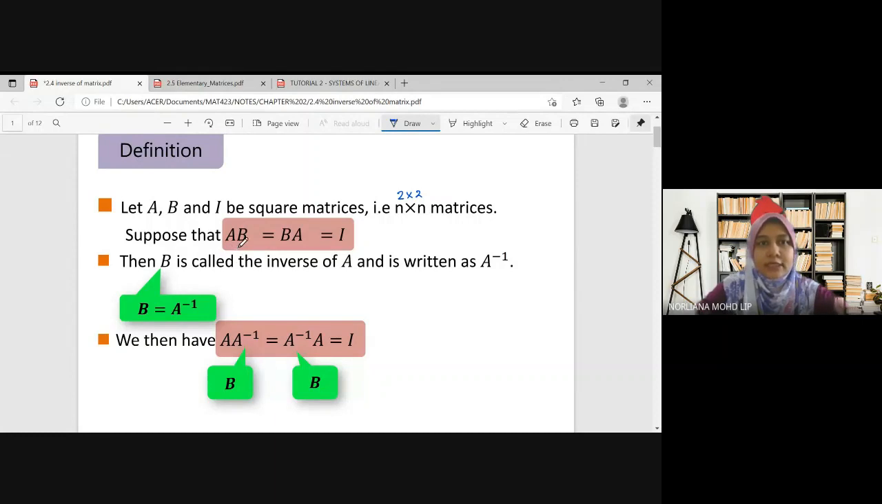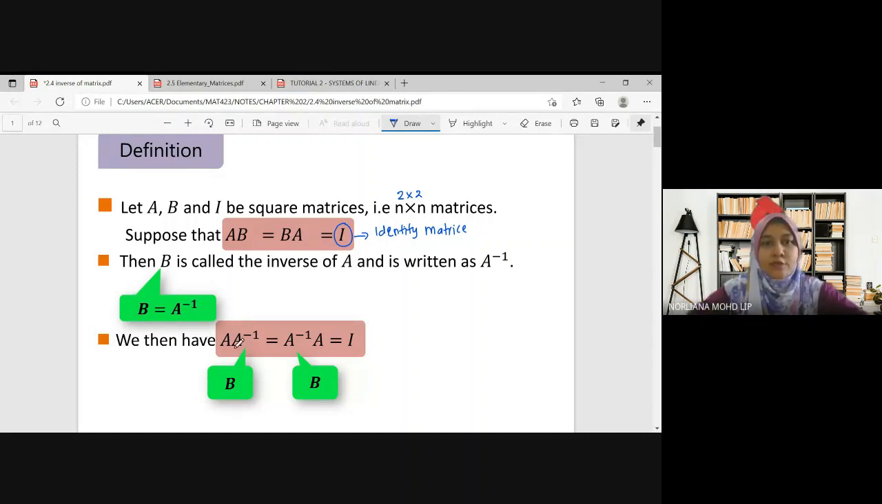Suppose that A times B is equal to B times A is equal to I, where I is the identity matrix. The identity matrix is also a square matrix. Then B is called the inverse of A and is written as A inverse, where B is equal to A inverse.